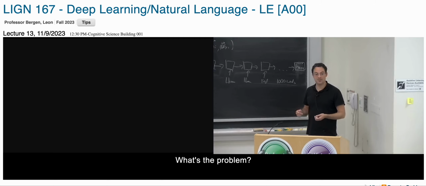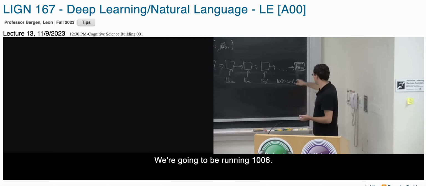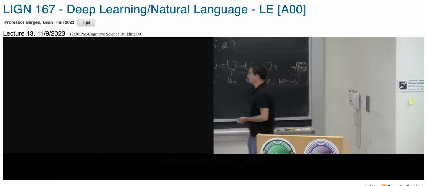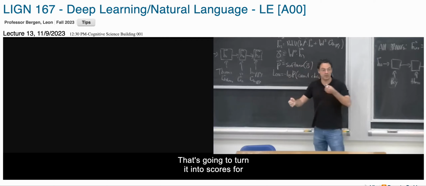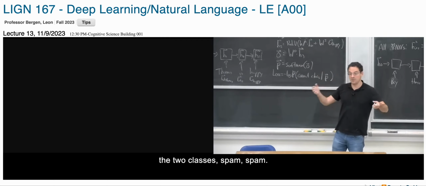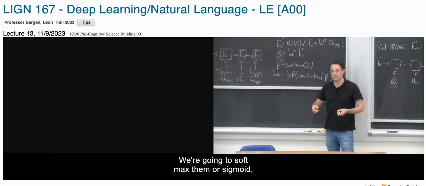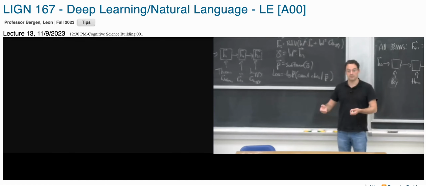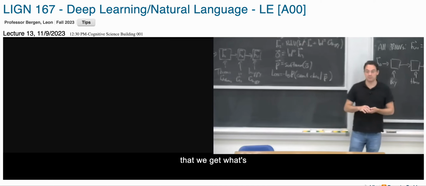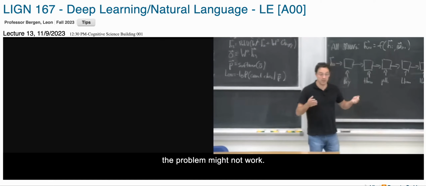What's the problem? We're going to take H1006 and multiply it by this matrix WO. That's when we turn it into scores for the 2 classes, spam, not spam. We're going to get a score for each of those. We're going to softmax them or sigmoid, whatever. We get back probabilities for spam, not spam. And then that's going to be the probability that we get. So why might this not work? Yeah.